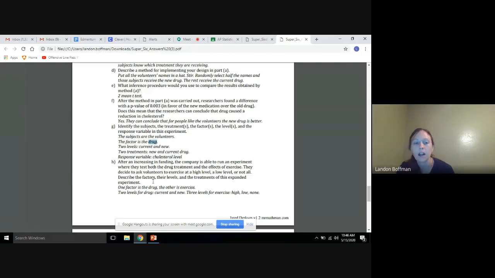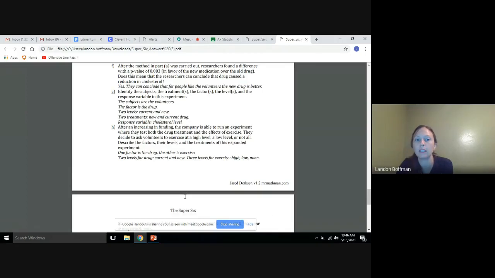Now, part H says they're going to control exercise and they're going to control what drug. They decide to ask volunteers to exercise at a high level, low level, or not at all. And within each of high, low, and not at all exercise, they're also giving a current drug and a new drug. It's like if you made a table with high, low, none, and current, new drug. There are 6 different combinations, and those 6 different combinations would be your treatments.